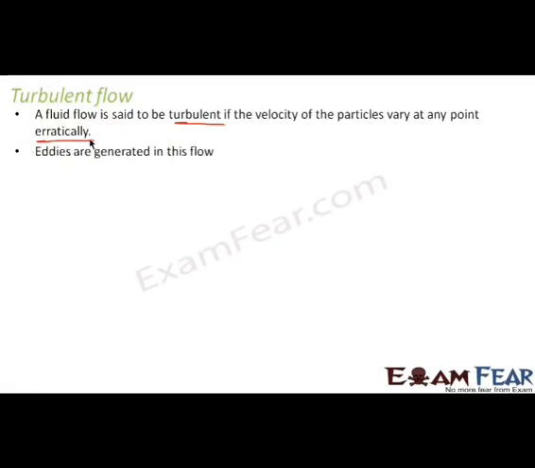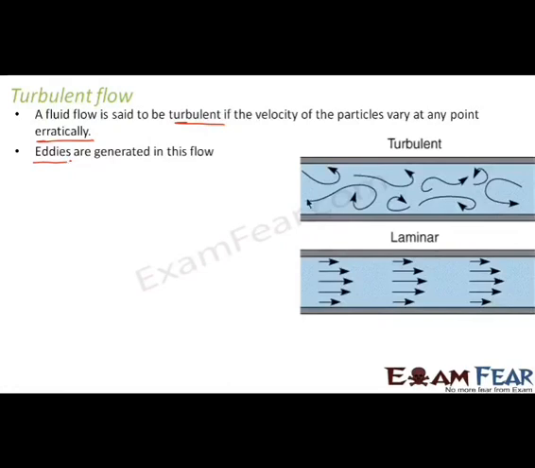Now eddies are generated in this flow. Do you know what eddies are? Eddies are something like ripples. If you observe, when we throw a stone in a river, you get ripples. Those are something called eddies. So eddies are erratic motion which takes place due to random flow of particles here and there.